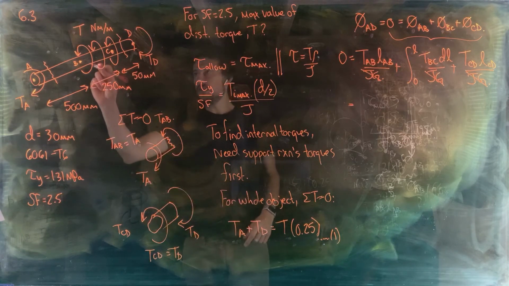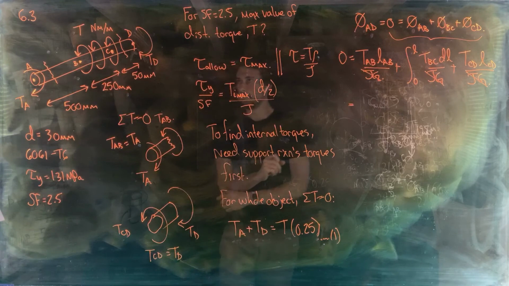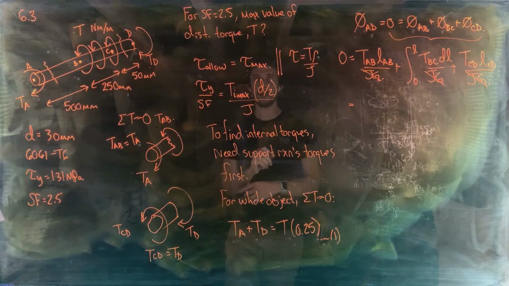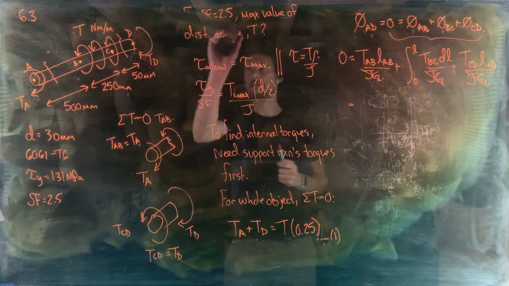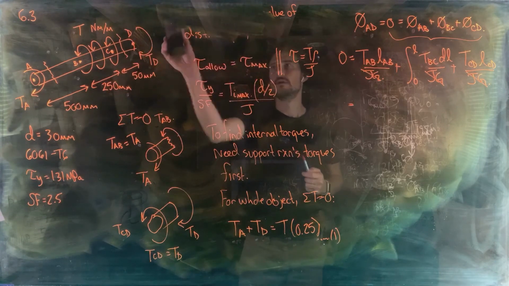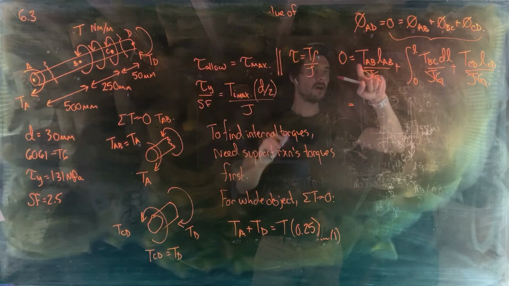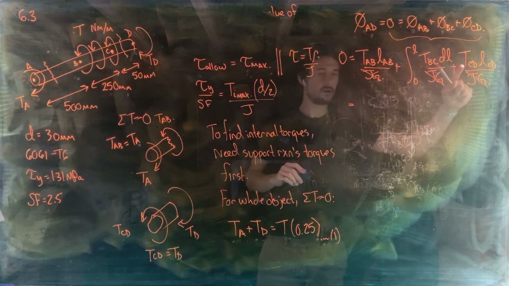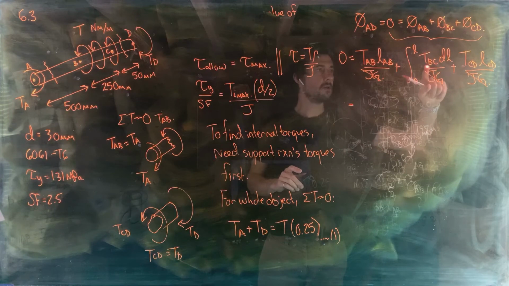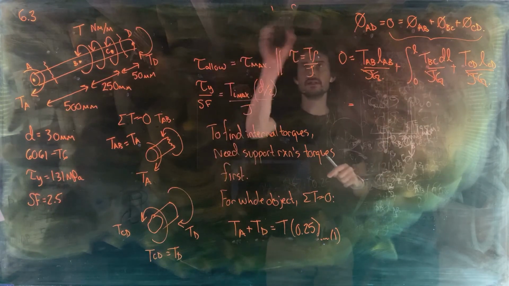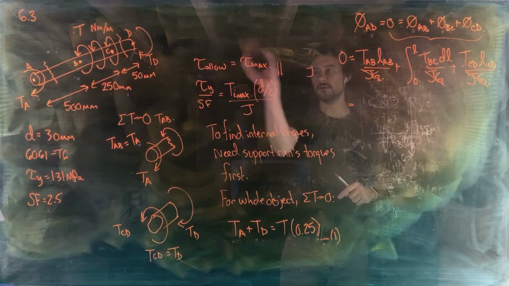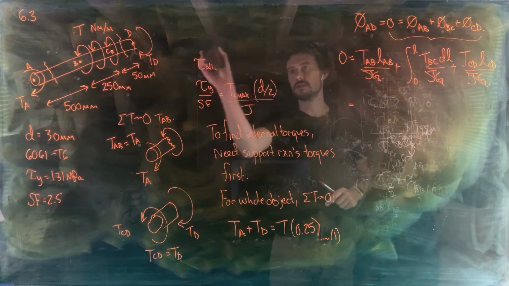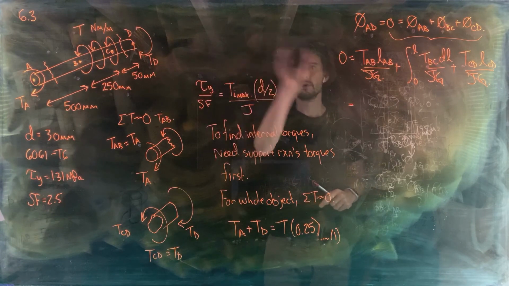So we still need the internal torque in TBC. So let's go ahead and get that. Let's erase on the board there, because we've got our internal torque TAB and our internal torque TCD. Now we just need our internal torque TBC, and we should be okay to solve. So we'll get that internal torque that we still need.